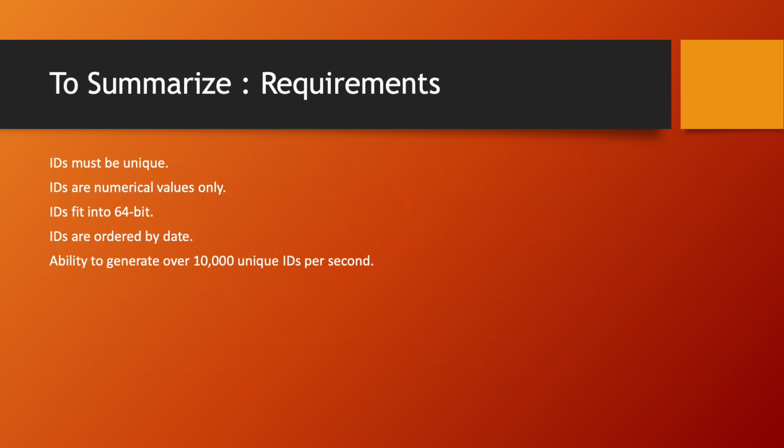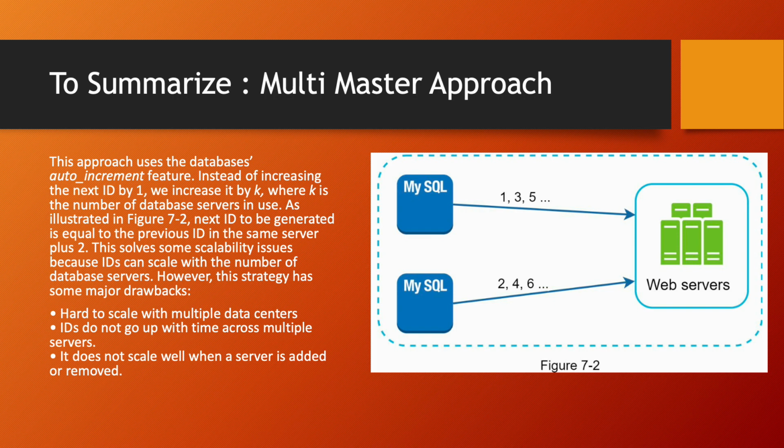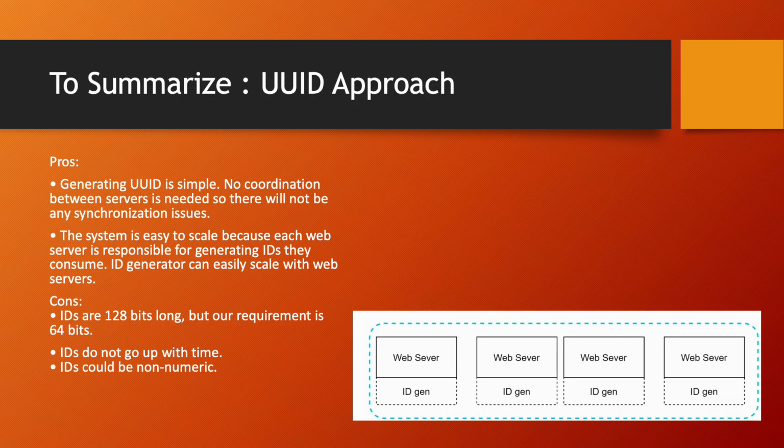Now let's summarize everything. Our requirements were that IDs must be unique, they should be numerical, they should fit into 64 bits, they are ordered by date, and we should be able to generate 10,000 unique IDs per second. We discussed the multi-master approach using the database's auto increment feature. Instead of increasing the next ID by 1, we increase it by k, where k is the number of database servers in use. The cons of this strategy were it's hard to scale with multiple data centers, IDs do not go up with time across multiple servers, and it doesn't scale well when a server is added or removed.